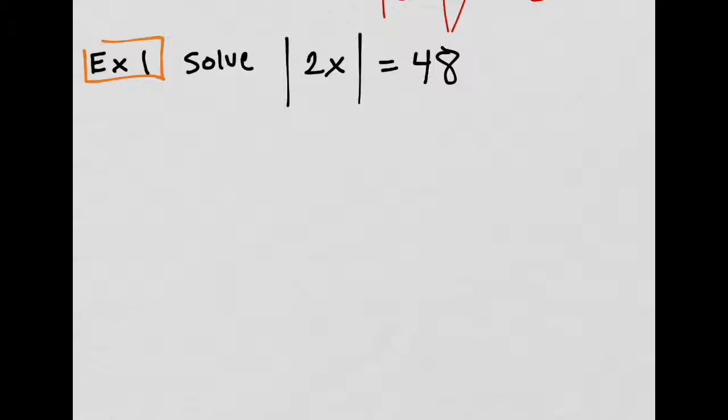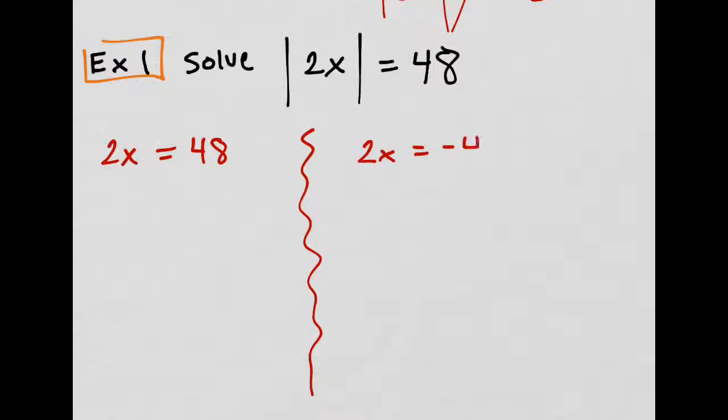Solve the absolute value of 2x equals 48. What are we going to do here? Here are the steps. For these simple ones, you're going to make two equations. One is 2x equals 48. That's the first equation. And the second equation is going to be 2x equals negative 48.